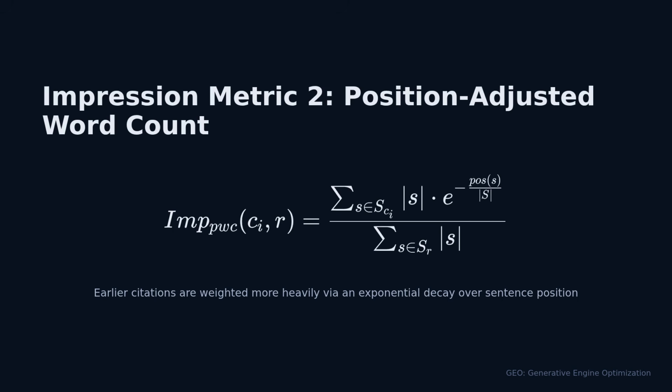Research on click-through rates shows that content appearing earlier captures far more attention. The position-adjusted word count metric applies an exponentially decaying weight based on where each sentence appears in the response. A citation mentioned near the top gets a higher score than one buried at the end, even if both contribute the same raw word count. This makes the metric much more realistic.